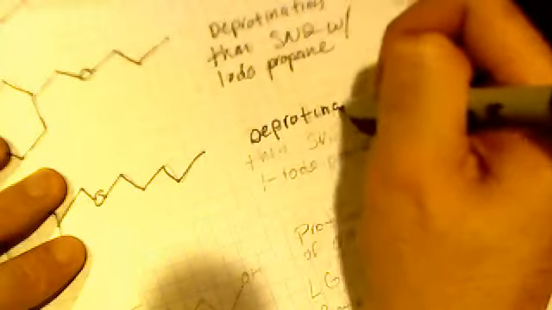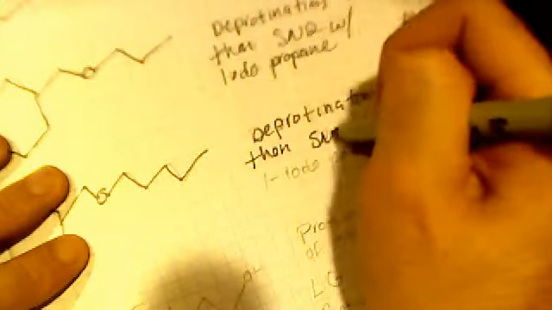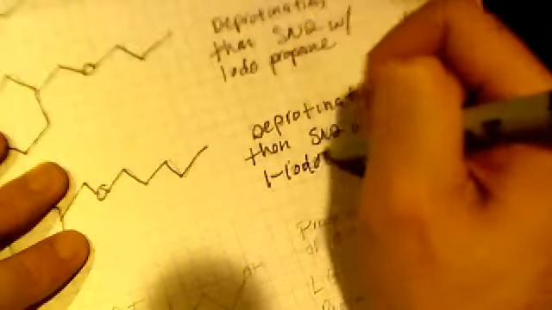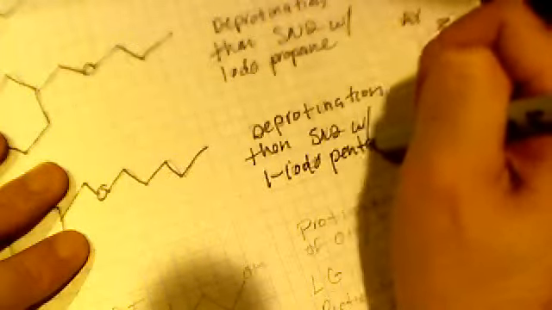So here we would have deprotonation. Then Sn2 with 1-iodopentane. There is no 1-iodopentane. Okay, where's that coming from? So that's not going to work.